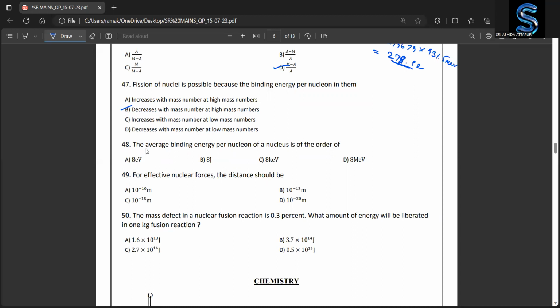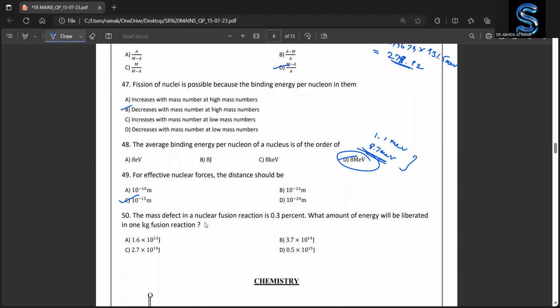And after the next question: the average binding energy per nucleon of a nucleus is of the order of... So here we know that the average binding energy is represented as 8 mega electron volts. Because the minimum binding energy is 1.1 mega electron volts, and the maximum binding energy is 8.7 mega electron volts. So based on that, the average value is represented as 8 mega electron volts. Observe that for effective nuclear force, the distance should be 10 to the power of minus 15 meters.